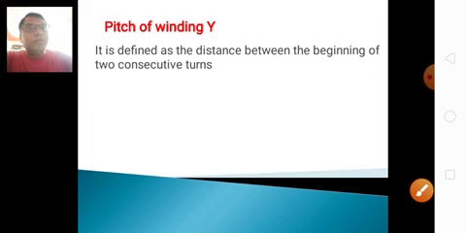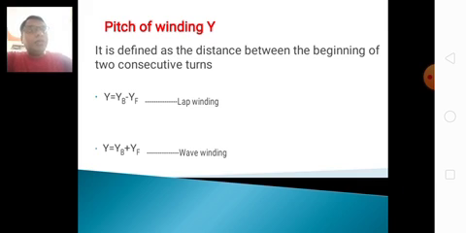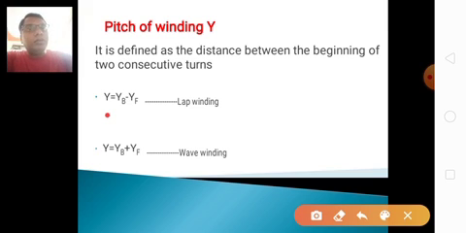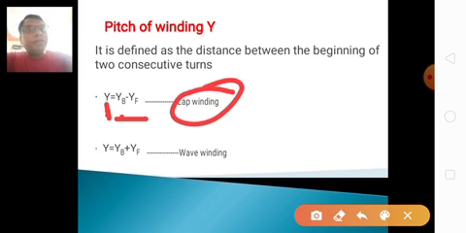And the pitch of the winding is defined as the distance between the beginning of two consecutive turns. Here the resultant pitch, YR, equals YB minus YF, back pitch minus front pitch, in lap winding. And YR equals YB plus YF in wave winding.